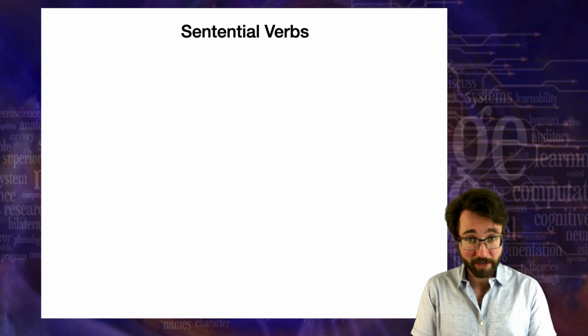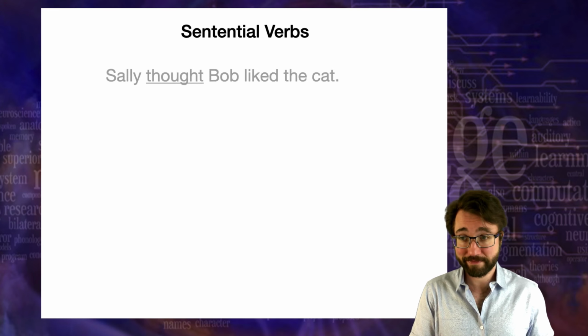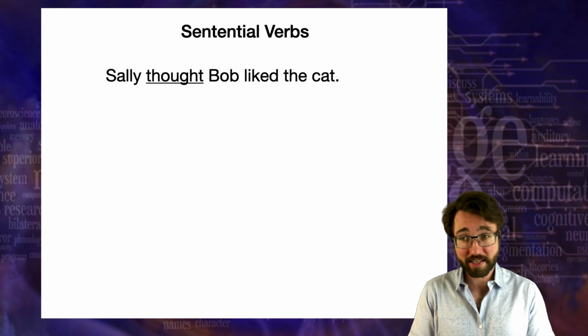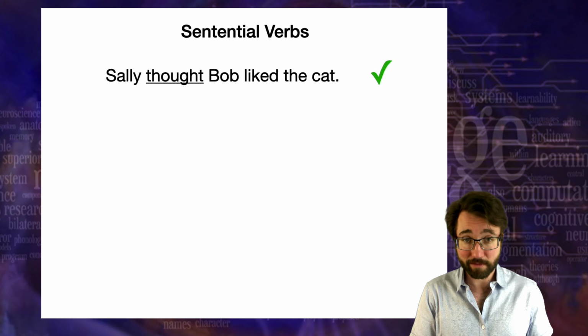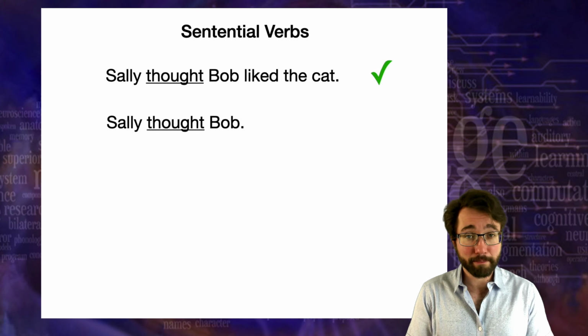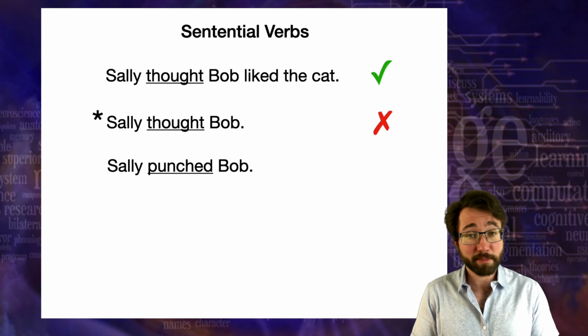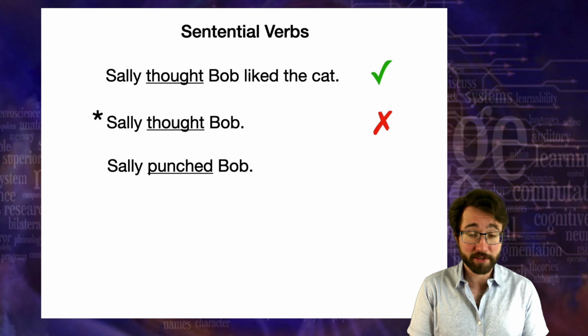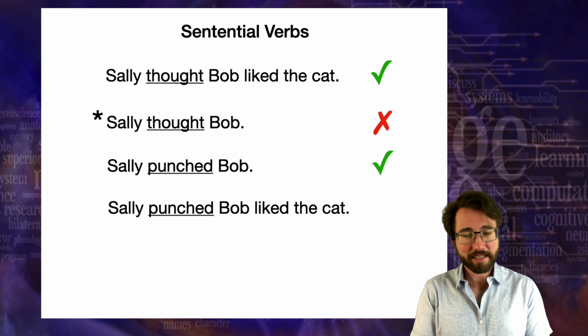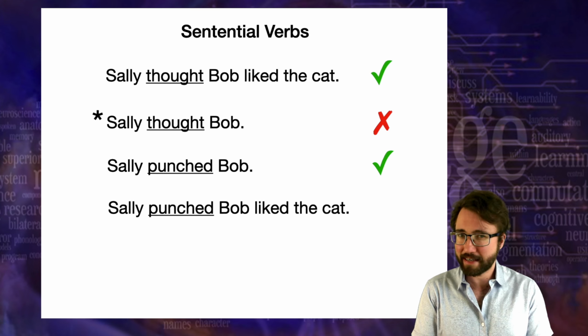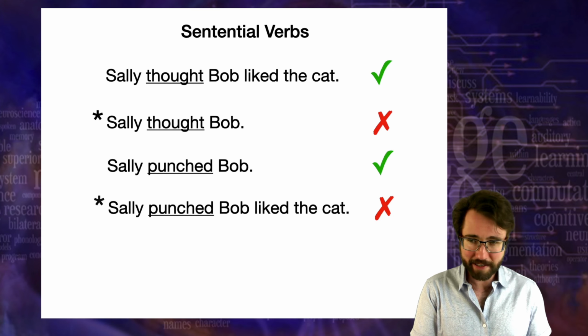The last kind of verb I want to talk about is something called a sentential verb. Now, here are some examples. Sally thought Bob liked the cat. Grammatical or ungrammatical? It's grammatical. How about this? Sally thought Bob. Nope, doesn't make sense. How about this? Sally punched Bob. Well, that's violent and it's unfortunate. I hope they find better ways to deal with whatever they're working through, but it is grammatical. So how about this? Sally punched Bob liked the cat. Is that grammatical? No, that's not grammatical.